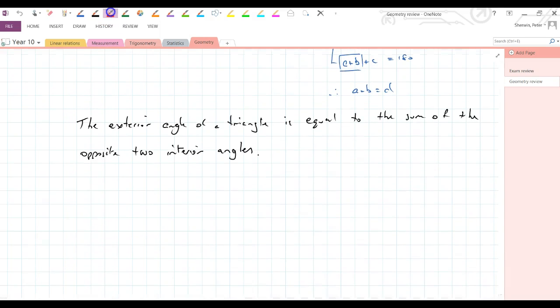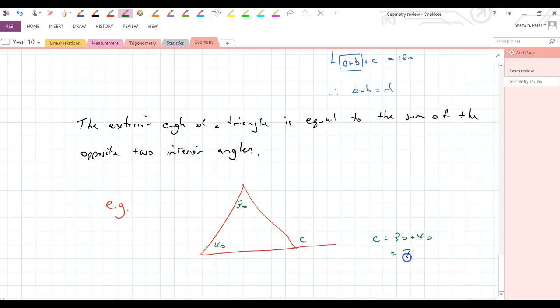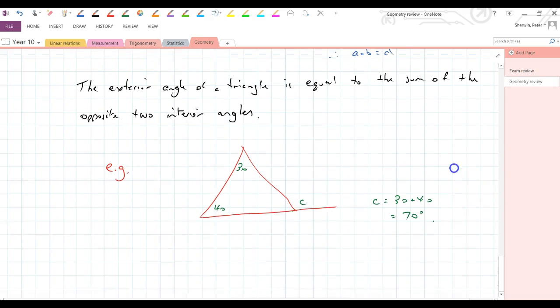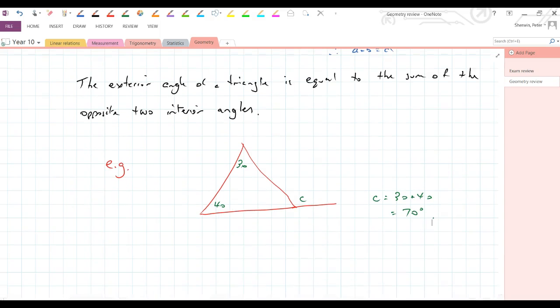So for an example, if we just illustrate that one, if we've got our triangle here, and we just extend one of the sides here, and we know that this is 30 and this is 40, then we're going to find out what C is. C will equal 30 plus 40, which is equal to 70 degrees. Okay, we're pretty good now to get on with the work requirements in class tomorrow. So I'll see you then.